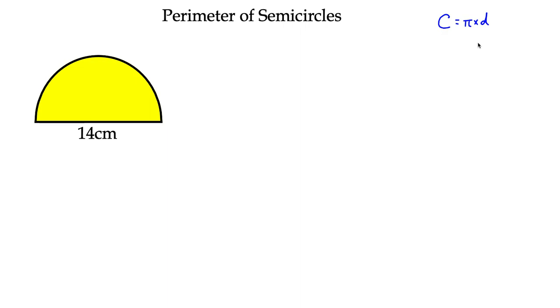So of course it stands to reason that when we're dealing with fractions of a circle, we just have to amend our formula or do something to make sure that we're only working out parts of the circumference. So here's a particular example. We're working out the perimeter of a semicircle.